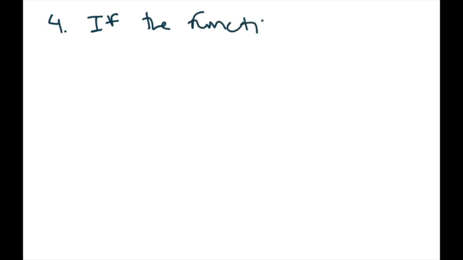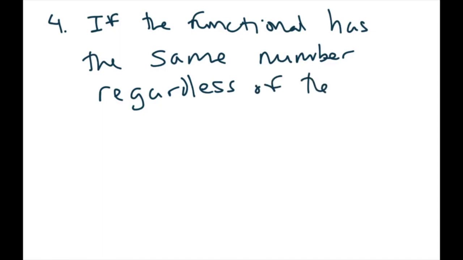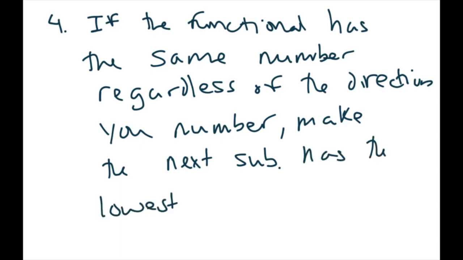Right, number 4. If a functional group has the same number regardless of the direction you number, make sure the next substituent has the lowest possible number.